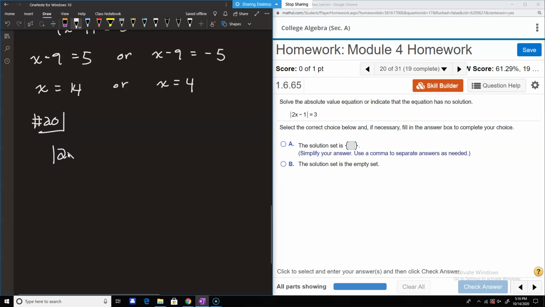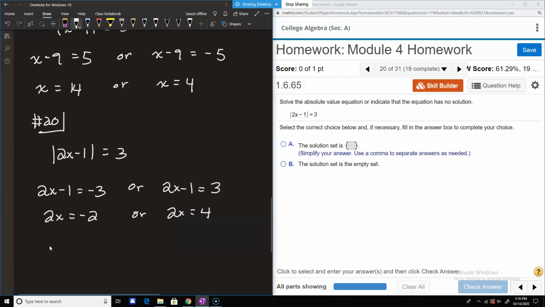So we have the absolute value of 2x minus 1 equals 3. So we have 2x minus 1 equals negative 3, or 2x minus 1 is equal to positive 3. Add 1 to both sides, so 2x would equal negative 2, or 2x would equal 4, and then just divide by 2. So we get x equals minus 1, or x is equal to 2. So negative 1 and 2.